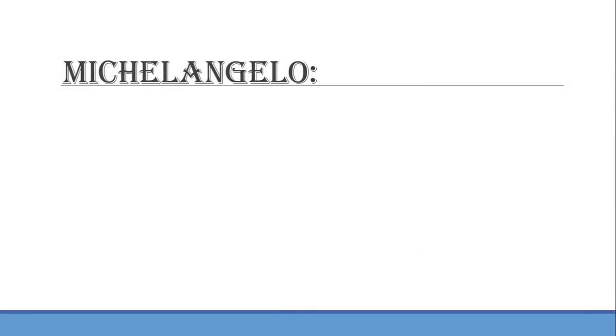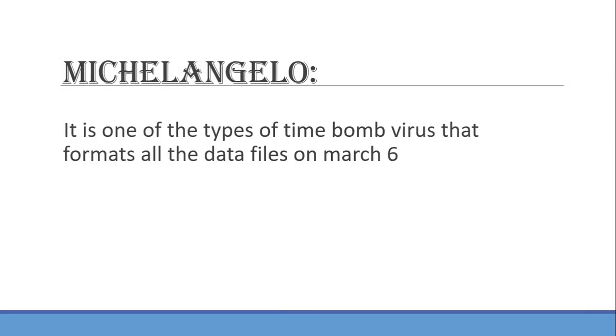Next we have Michelangelo. Michelangelo is also a time bomb, but it is specified. What is it? It is one of the types of time bomb virus that formats all the data files on March 6. So it is predefined, it works on a predefined time, that is a time bomb, but specifically it works on the date, that is March 6th.